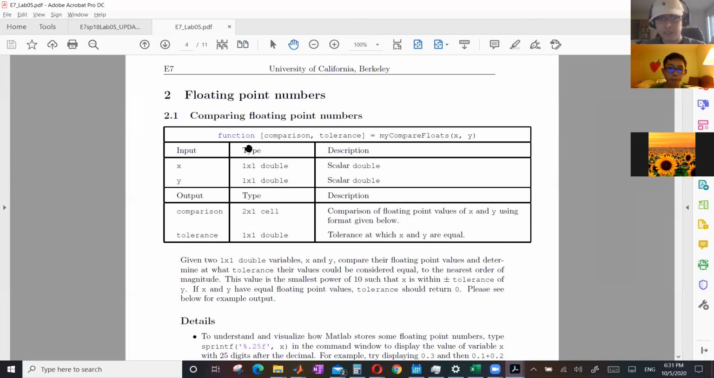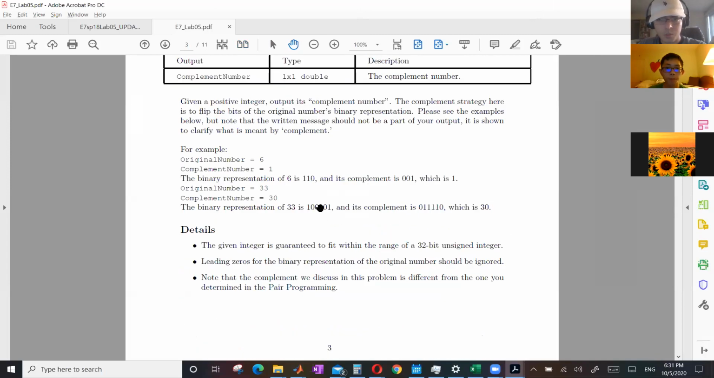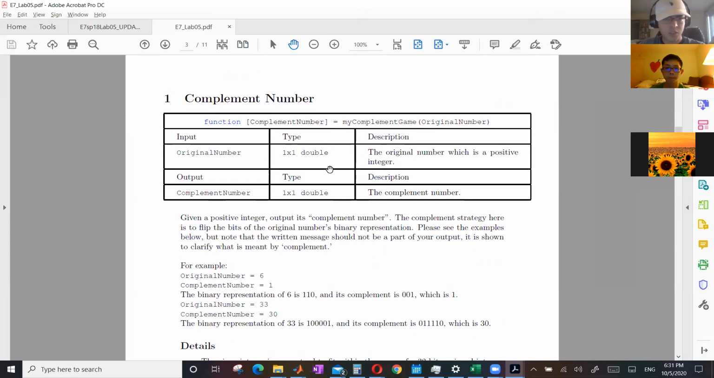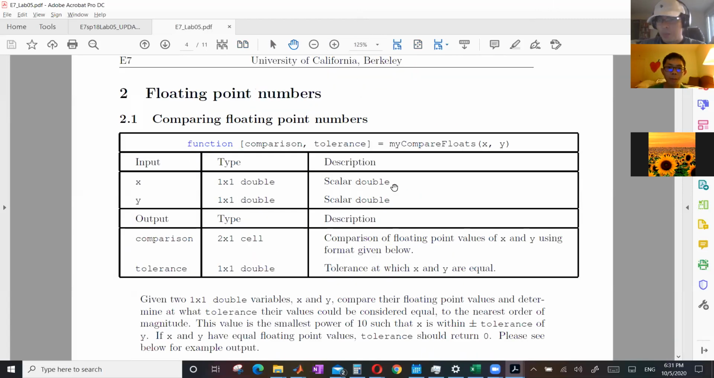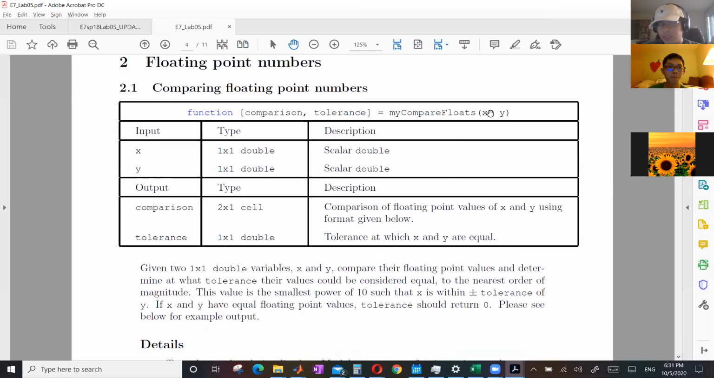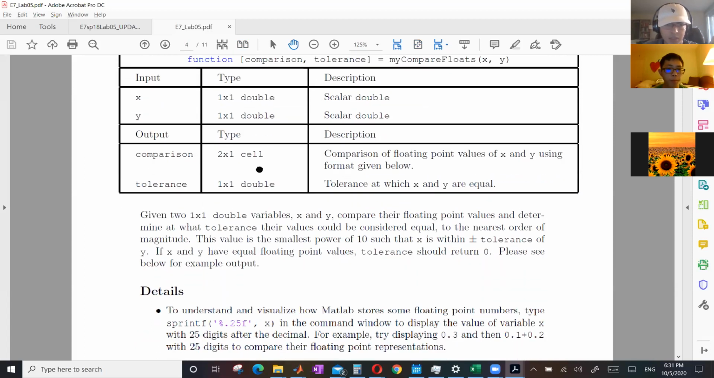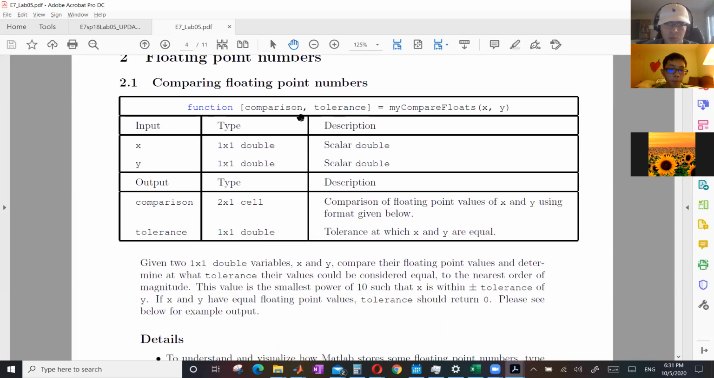They want us to create a function called my compare, and the function will have two inputs, x and y. Both of them will be singular numbers, scalars, and it will have two outputs, comparison and tolerance. Comparison will be a 2x1 cell.